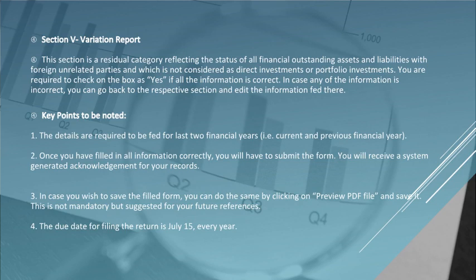1. The details are required to be fed for the last 2 financial years, i.e., current and previous financial year. 2. Once you have filled in all information correctly, you will have to submit the form. You will receive a system-generated acknowledgement for your records. 3. In case you wish to save the filled form, you can do the same by clicking on Preview PDF file and save it. This is not mandatory but suggested for your future reference. 4. The due date for filing the return is July 15 every year.